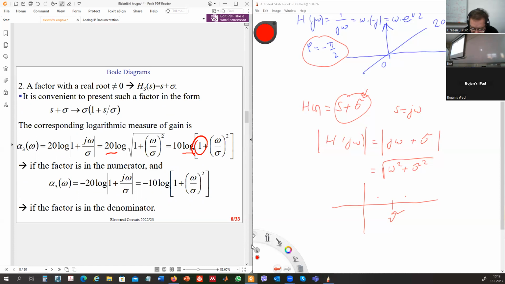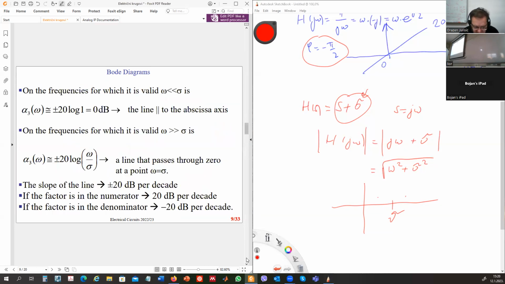If omega is larger than sigma, then this part here is dominant. If omega is smaller, the other part dominates. In the first case we have 0 dB, and in the second case you have the logarithm of omega. If you put here omega divided by sigma, you will have unity.